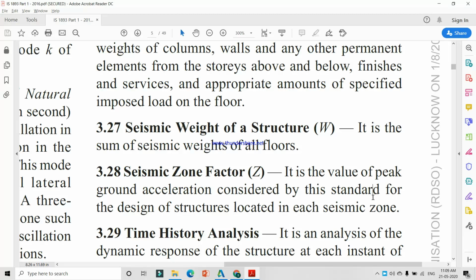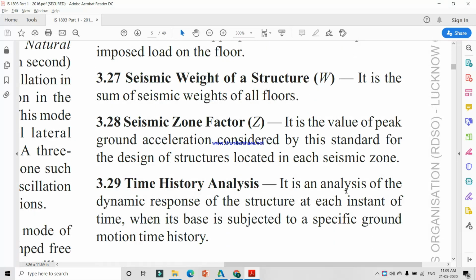For zone 2 it is 0.10, zone 3 is 0.16, zone 4 is 0.24 and zone 5 is 0.36. These are also given in the table.